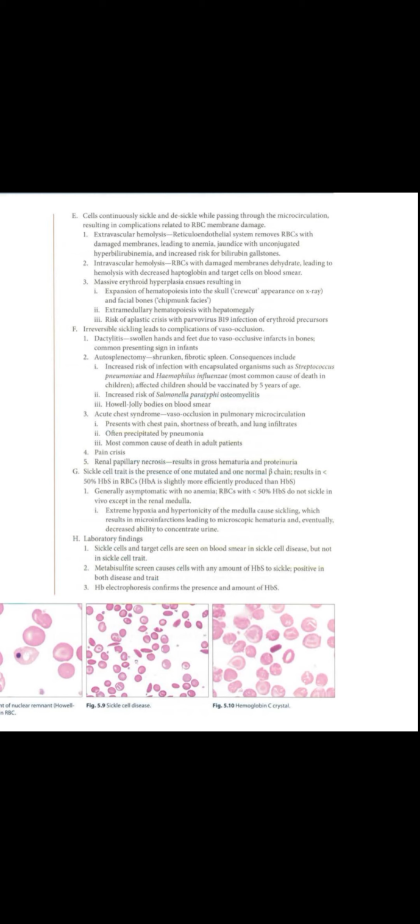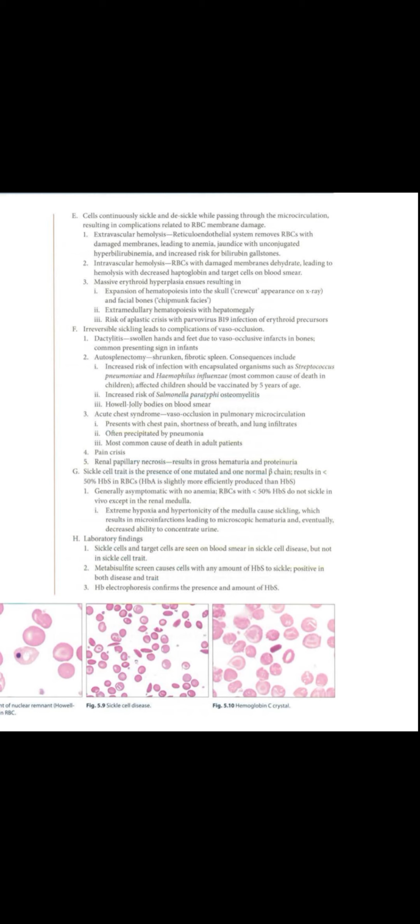Acute chest syndrome, vaso-occlusion in pulmonary microcirculation. Presents with chest pain, shortness of breath, and lung infiltrates, often precipitated by pneumonia. Most common cause of death in adult patients. Pain crisis. Renal papillary necrosis results in gross hematuria and proteinuria.